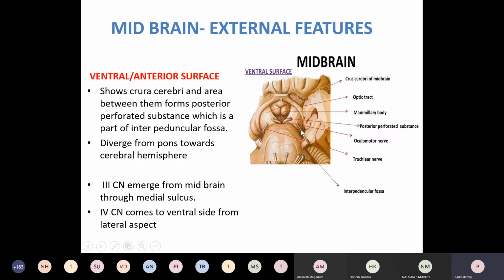This is the only cranial nerve, the trochlear nerve or the fourth cranial nerve, that arises from the dorsal surface of the brainstem. Rest of all the cranial nerves will arise from the ventral surface of the brainstem.